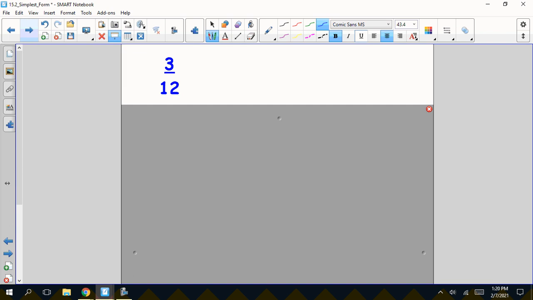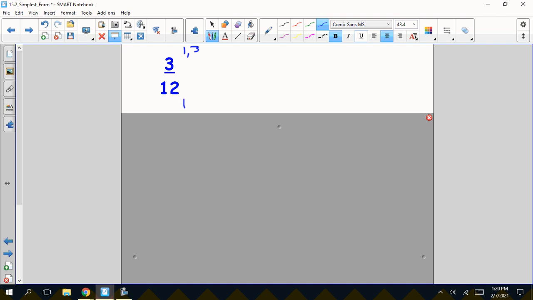Let's look at 3/12, which we've had in one of the previous problems here. So 3/12, the numbers that go into 3 are 1 and 3. Numbers that go into 12 are 1 times 12, 2 times 6, and 3 times 4. And I'll put my commas in there to keep it organized. Again, as you get better at this, you'll be able to do these in your head and think of what number can go into 3 that also goes into 12.